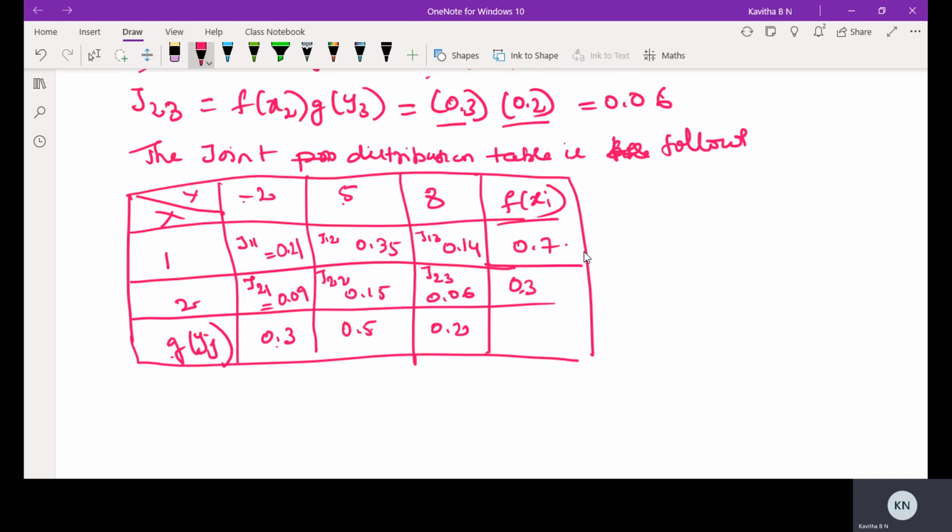3 plus 5 is 8, 8 plus 2 is 10, that is 1. And 0.7 plus 0.3 is 1.